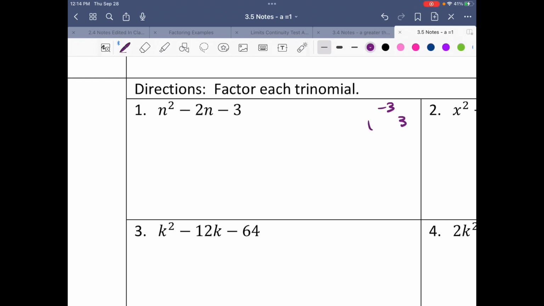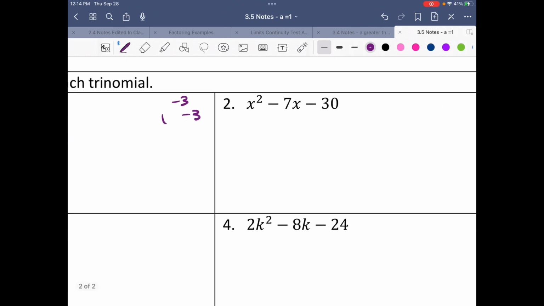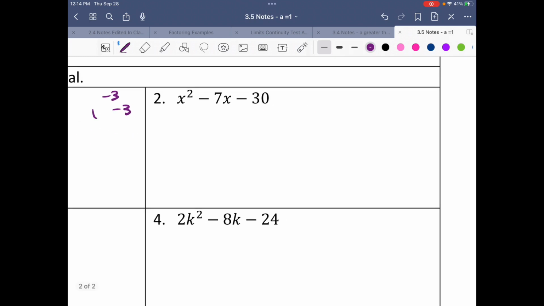Okay, so I've got factor pairs of negative 3 that have to add to be negative 2. Negative 3 only has one pair of factors. It's 1 and 3. And the big factor is negative. So that means that's my only factor pair. Do they add together to be negative 2? Yep. So n plus 1 and n minus 3.